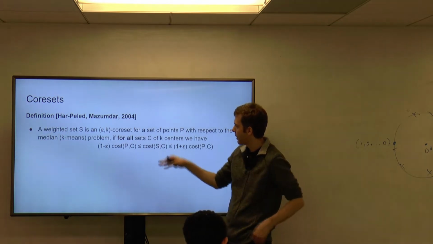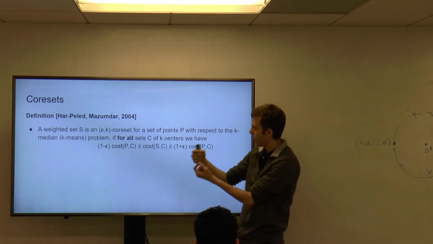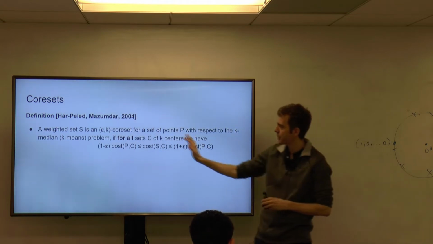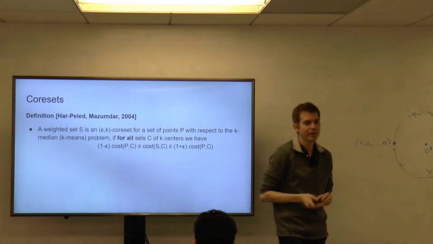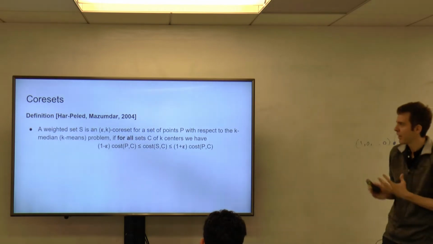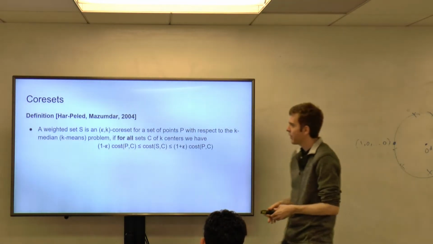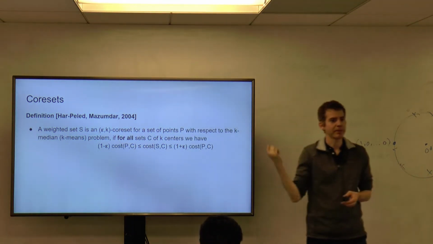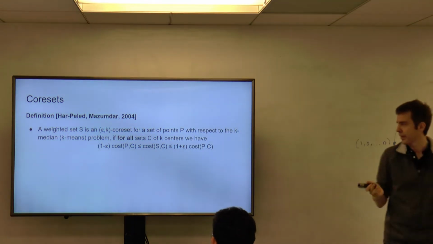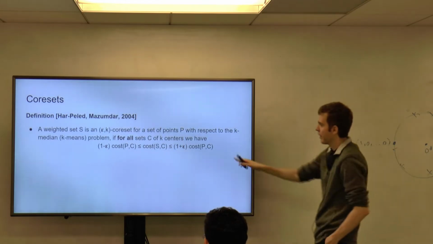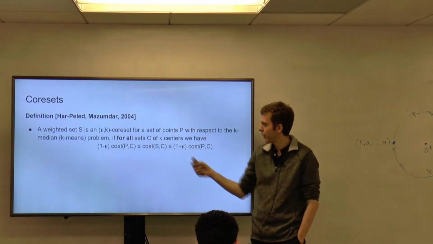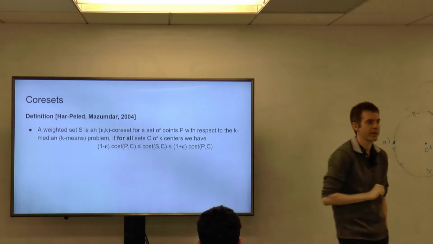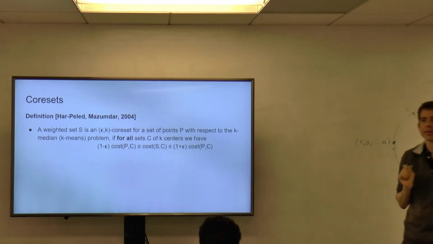So I'd like S to be a small set of points, but I have weights attached to them. And importantly, this holds for all sets C of K centers. One nice property about that is I can do optimization on the set S. I can throw away the original point set P, and just optimize over the set S to find the best set of centers C. And since this holds for all sets, I can introduce constraints, whatever. Everything is preserved by this set S. Any questions?